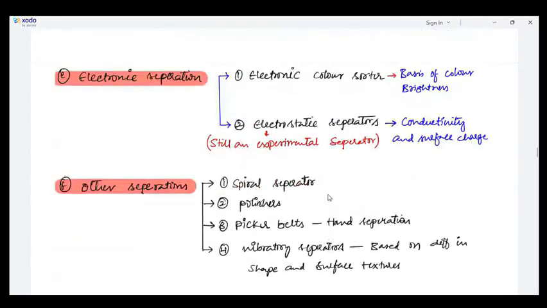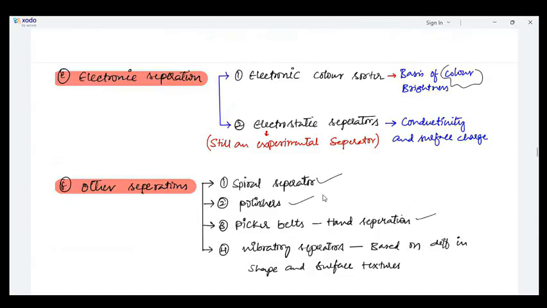So, other separations I told you about are based on color. We use the electronic color sorter. We also have electrostatic separators, but it is still an experimental separator and not commercially used. Other separators are the spiral separator, polishers, and picker belts.